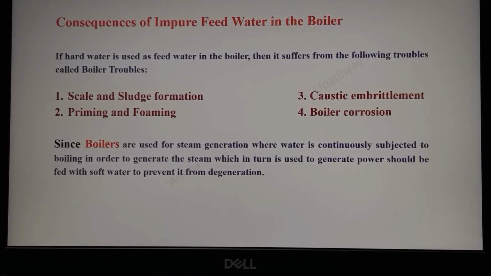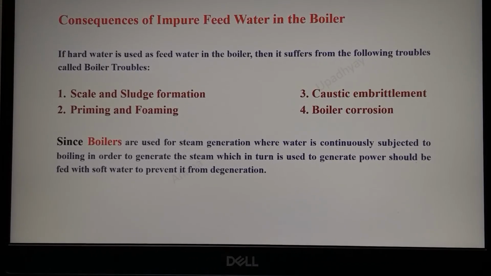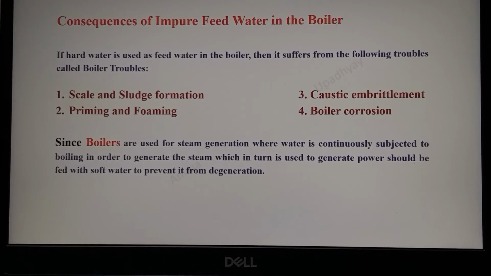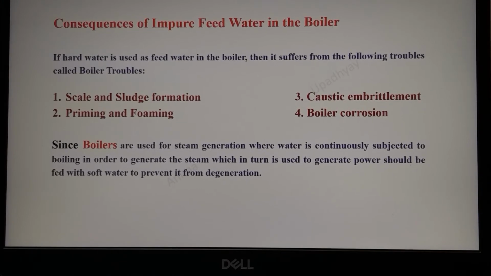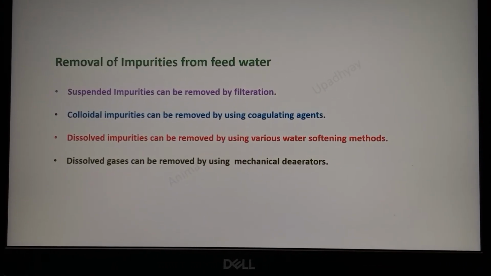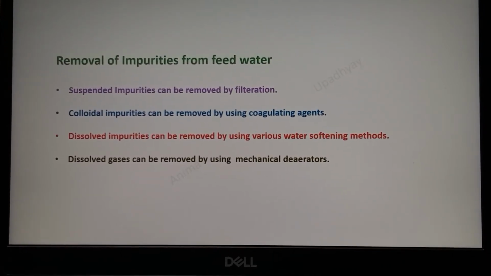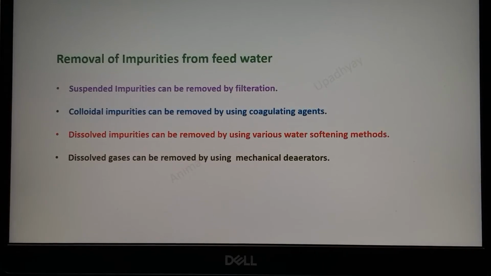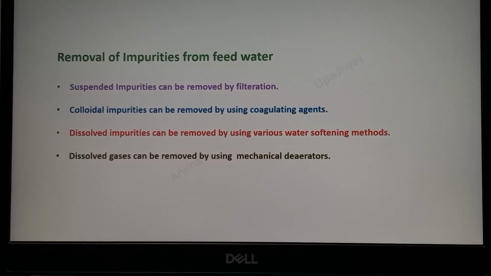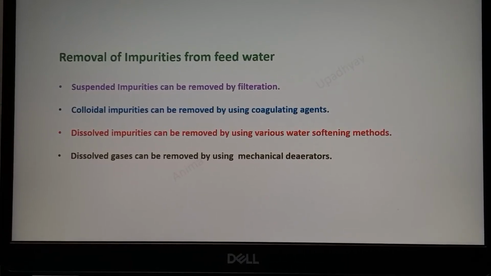The boilers are used for generation of power. So they have to be used continuously, and therefore the feed water is of great importance. We should add the feed water after removing the impurities from it. The suspended impurities can be removed simply by filtration.